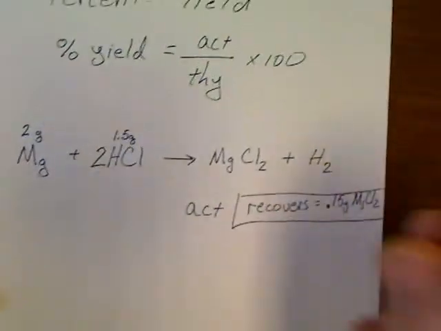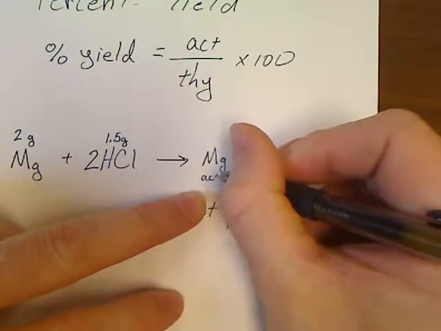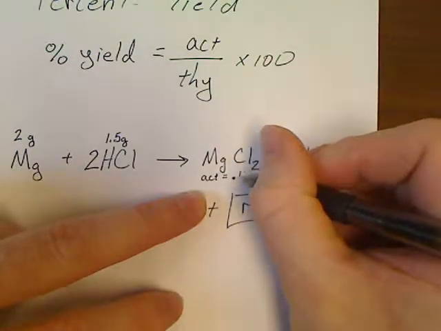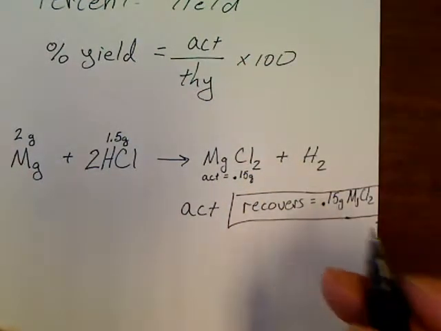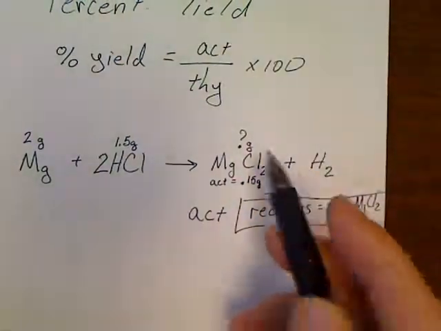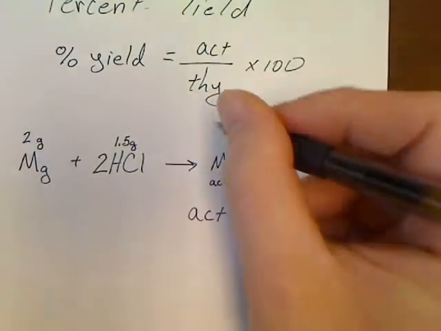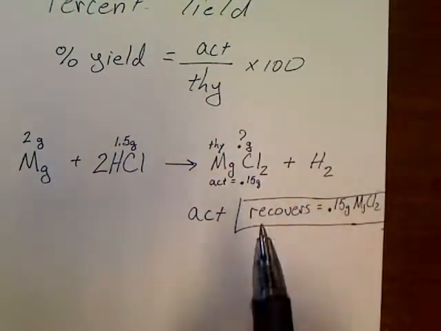So here's the thing. This is our actual, and I usually write this under it. I'll write actual equals 0.15 grams of this. That's my actual. So what I need to know is this. Every time we've written that question mark up there, that's our theoretical. Every time y'all have done that, that's what we should make.